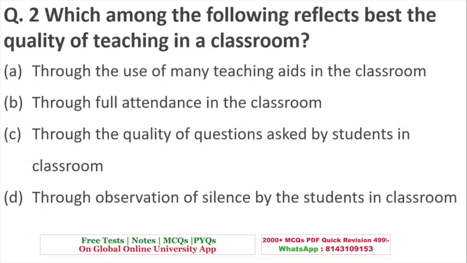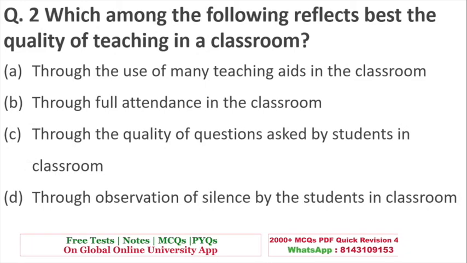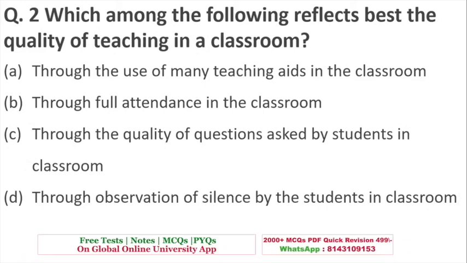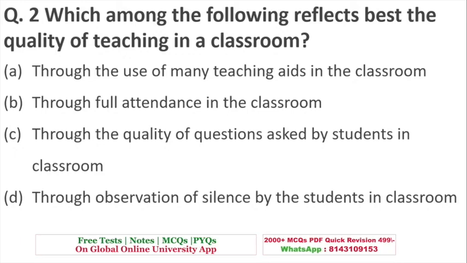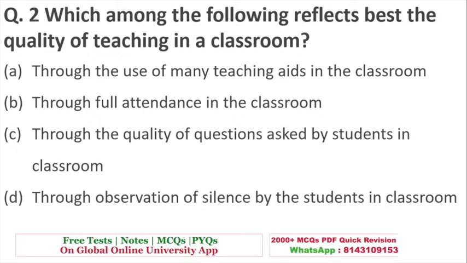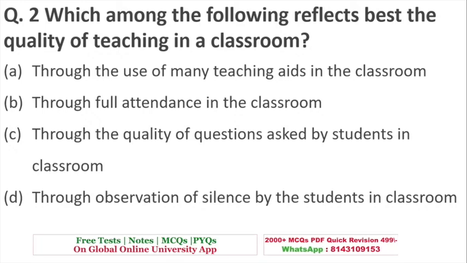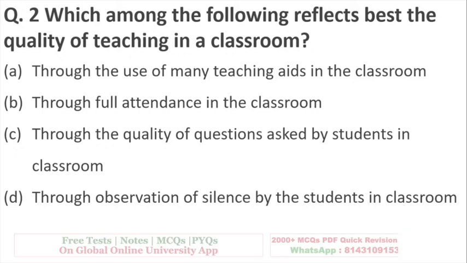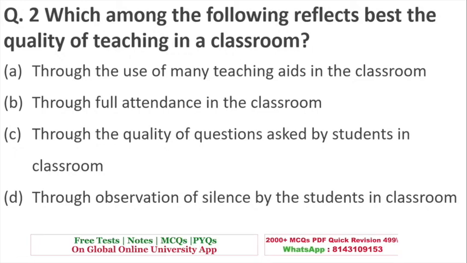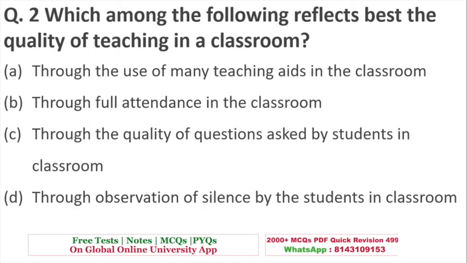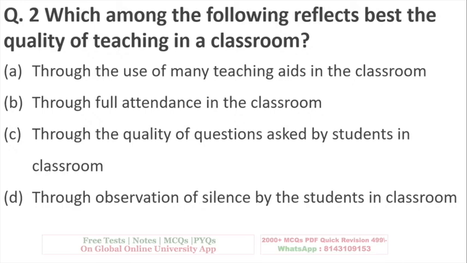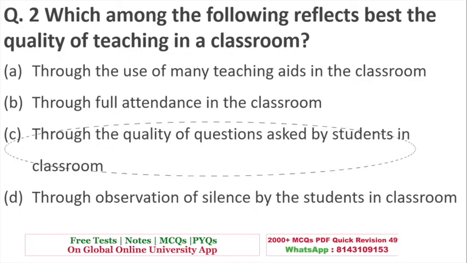Which among the following reflects best the quality of teaching in a classroom? Through the use of many teaching aids in the classroom, through full attendance in the classroom, through quality of questions asked by the students in the classroom, or through observation of silence by the students in the classroom? The right answer is through the quality of questions.